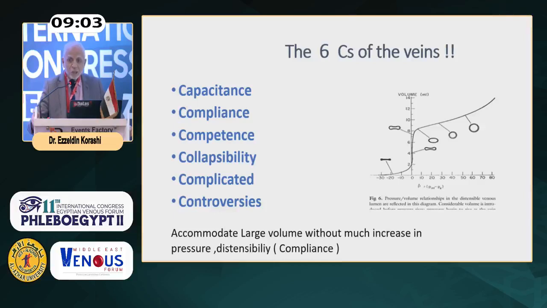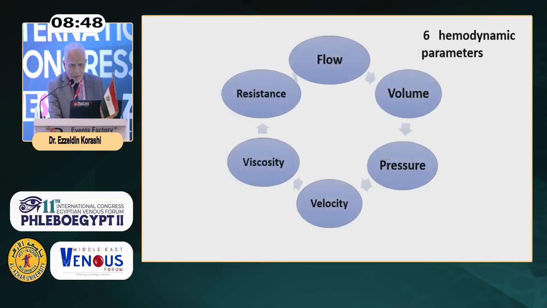One is the distensibility of the vein. All of us know that the veins are very thin-walled and very compressible, and in addition to that, they can accommodate large volume of blood without increase of pressure. Let's have 6 hemodynamic parameters.